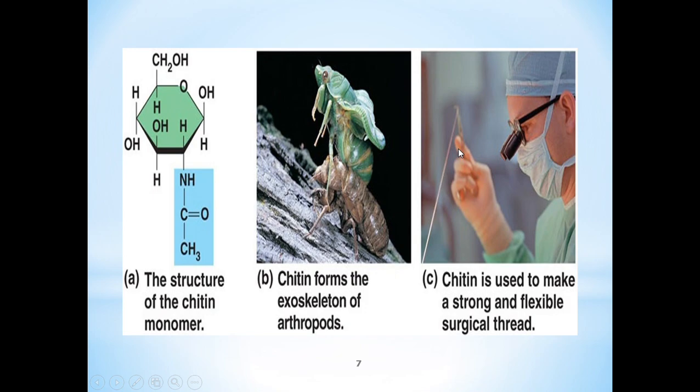That's how flexible and strong chitin is. So that's why the covering of arthropods, or exoskeleton animals, is very hard.